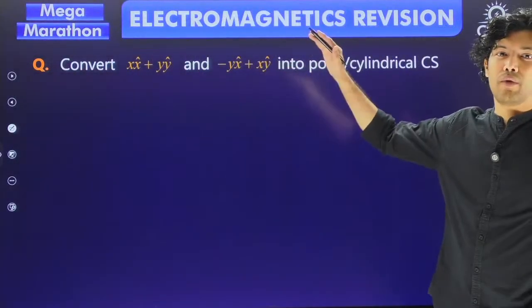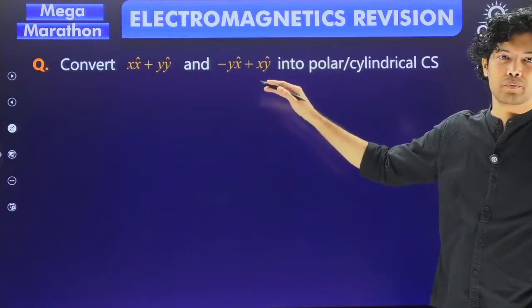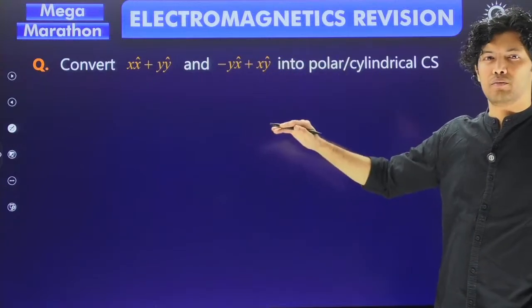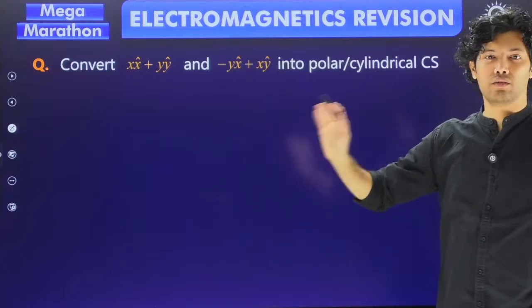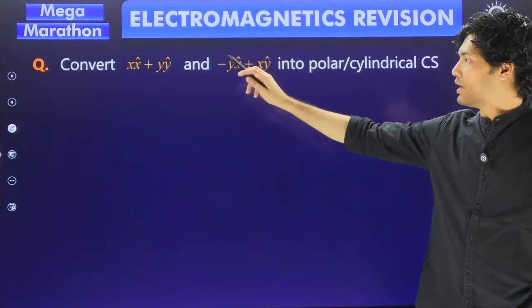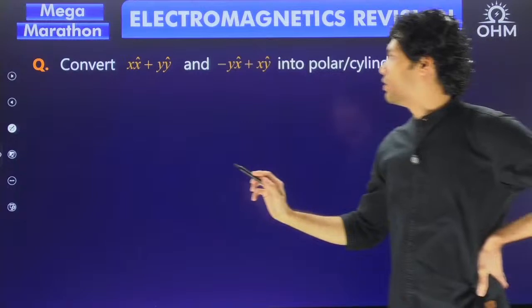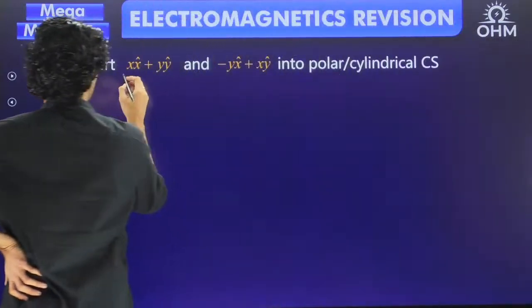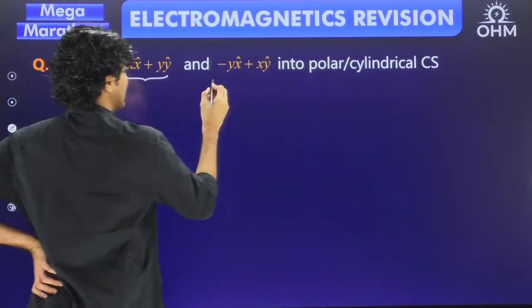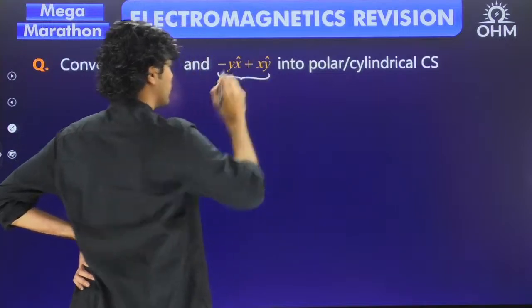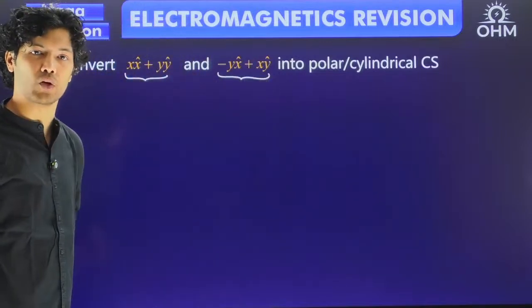Do by heart these two vector fields. We generally get 100% one question, either in the electrical or EC paper, definitely one question from either of these two vector fields. This is a very commonly used vector field to explain the radial field concept, and this is one of the commonly used vector fields to explain the circulating field concept.